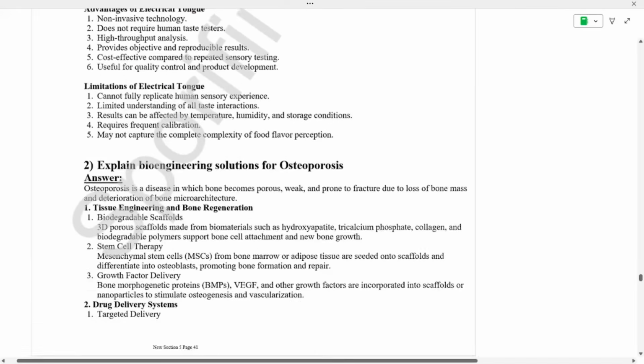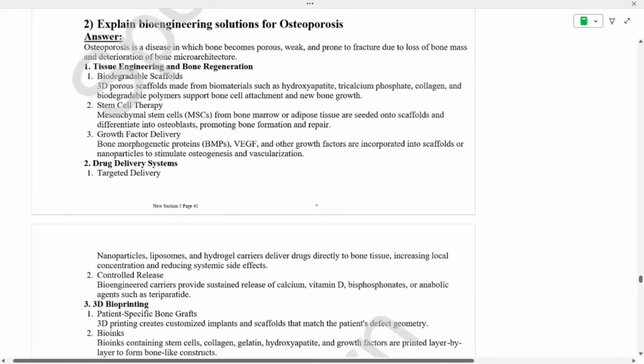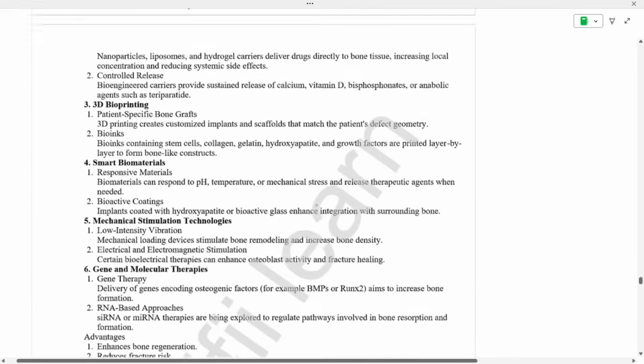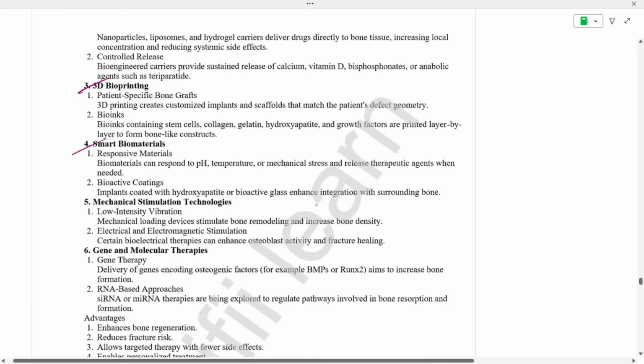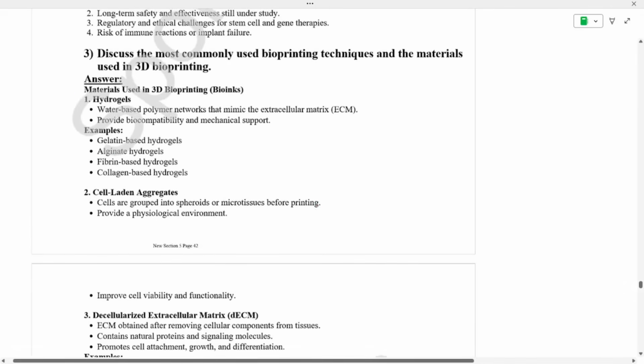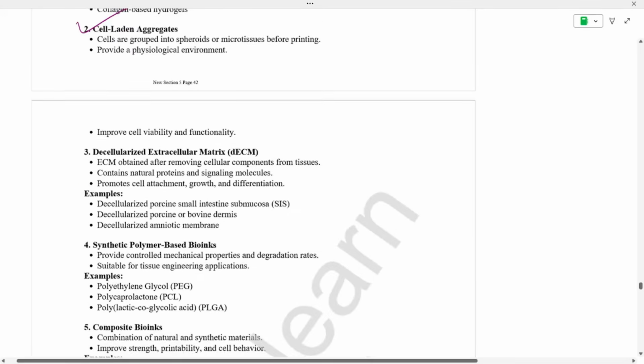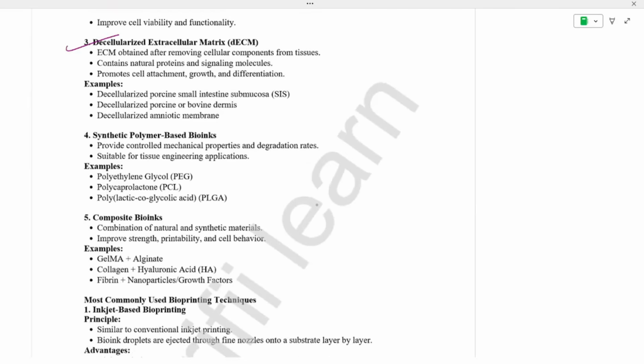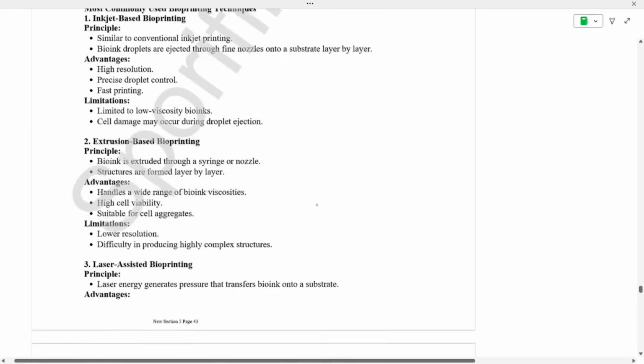Next is osteoporosis. The bioengineering solutions are tissue engineering and bone regeneration, drug delivery systems, 3D bioprinting and smart biomaterials, mechanical stimulation technologies, and gene and molecular therapies. Next, the materials used in 3D bioprinting are hydrogels, cell-laden aggregates, decellularized extracellular matrix, synthetic polymer-based bioinks and composite bioinks. The most common methods have also been given.